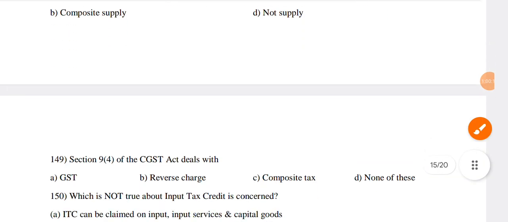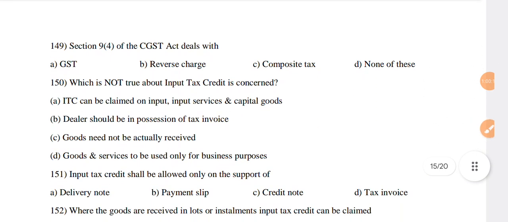Next question. Section 9 subsection 4 of the CGST Act deals with option A GST, B reverse charge, C composite tax, and D none of this. The correct option is B.